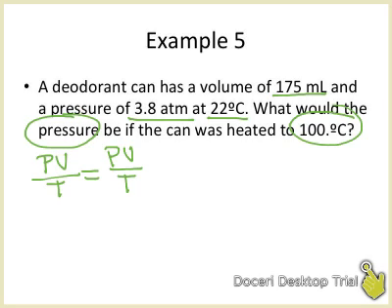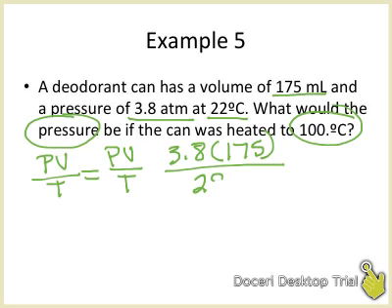All right, so pressure, 3.8, times our volume, which is 175, times our temperature, which is 22 plus 273, which equals 295. 295 is going to equal my pressure. My volume is going to stay the same. And my temperature is now going to be 373.